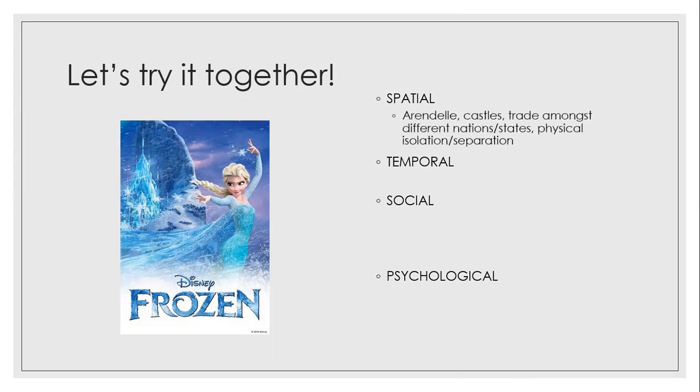So spatial settings, it is a kingdom. It's set in the kingdom of Arendelle, where Elsa is the newly coronated queen. They have a regular castle, and then later on, Elsa has her ice castle. There's the village within the kingdom. Within it, there are different kinds of trades that happen between the different nations and states of this world. But Arendelle is also physically isolated.